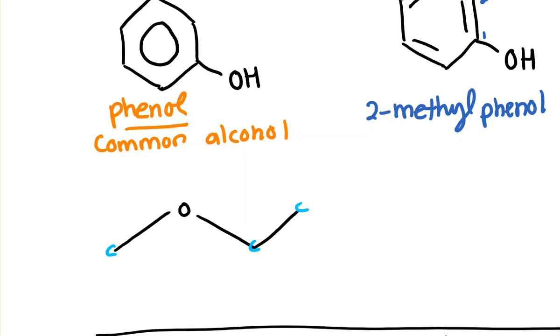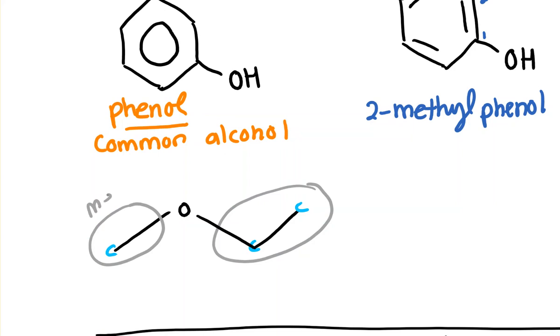It's named differently. We don't find the longest carbon chain. What we do is name the groups on either side of this oxygen, in other words, this group versus this group. You know that this group is a methyl, and this group is an ethyl. And so we put together our name.